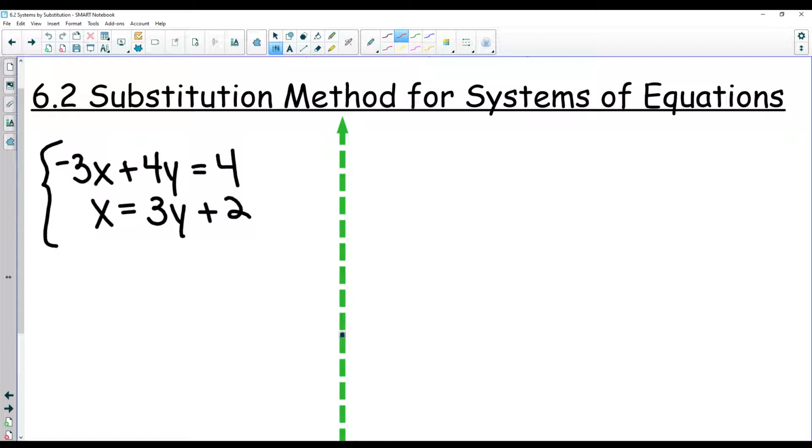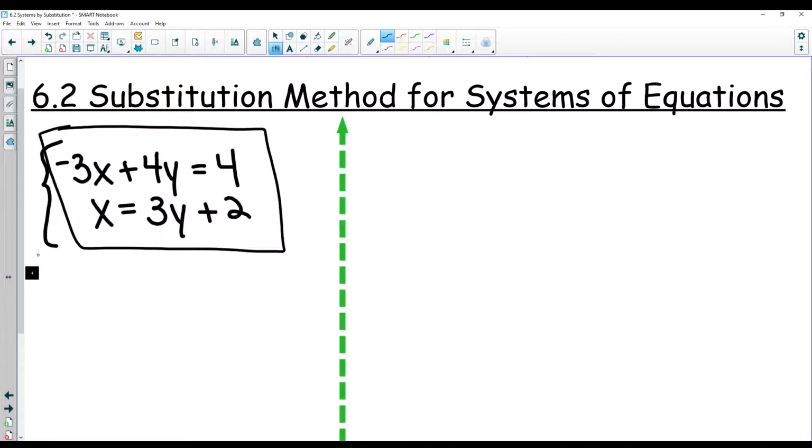So, substitution. First step, you need to get x or y alone. So you take a look at both of your equations and you decide, how can I get x or y alone easily? And if you look at the bottom equation, x is already alone. It already says x equals. So x is isolated. So we're going to keep the bottom equation here, and we're going to put the other equation here.